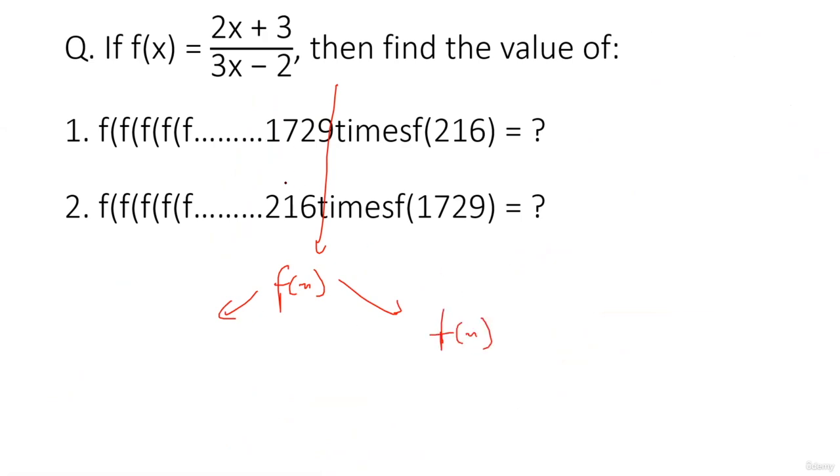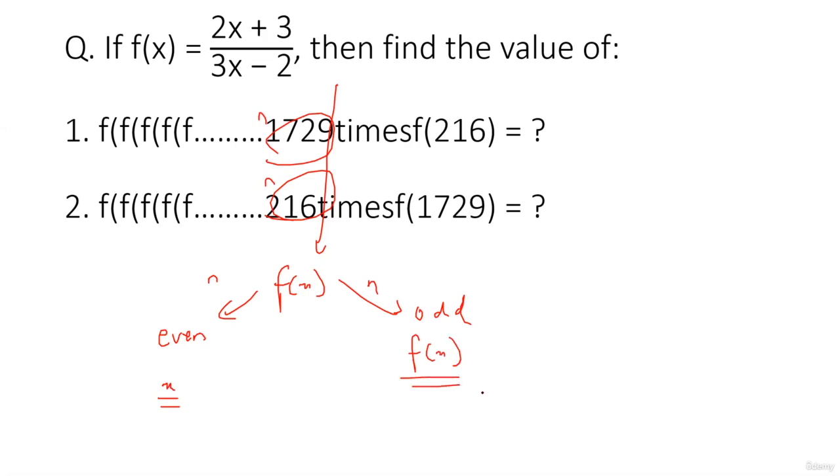For n number of times, if you take the composite function n number of times, if n is going to be even, then it will simply be equal to x. And if the value of n here is odd, you get f of x, right? For an odd number of times, it will be f of x. We saw this, right?